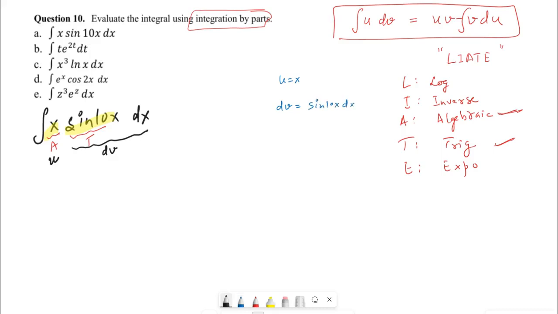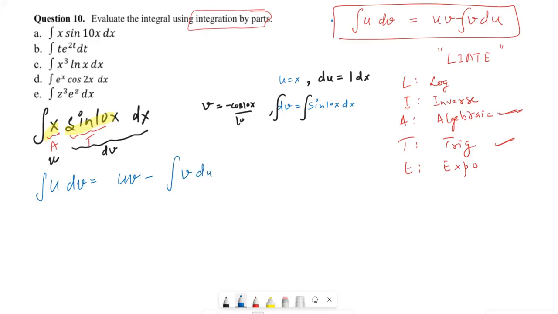Okay. So for u, you need to find du. That would be the derivative of x, which is 1 times dx, the differential. For dv, though, you need to integrate to get v. So when you integrate it on both sides, the integral of sine is negative cosine 10x by 10, right? So let's say this formula is integral of u dv is uv minus integral v du.